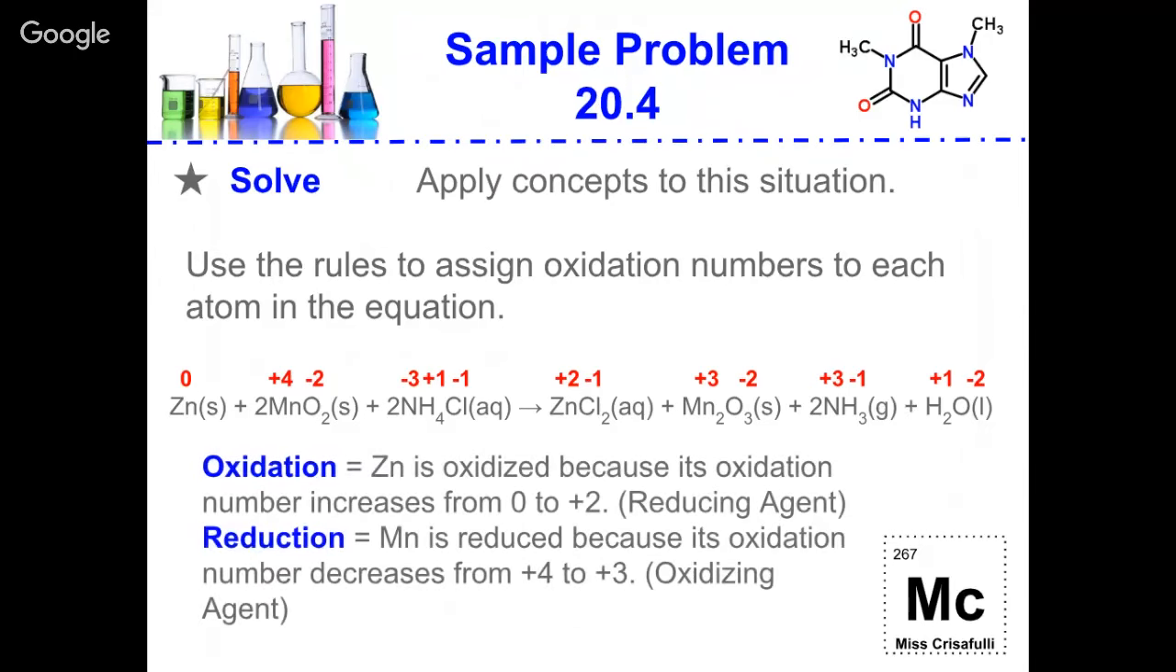In this case, zinc is oxidized. It goes from being a 0 charge to a +2 charge. And manganese is reduced because it goes from a +4 charge to a +3 charge. And remember, you need to be able to identify what's being oxidized and what's being reduced.